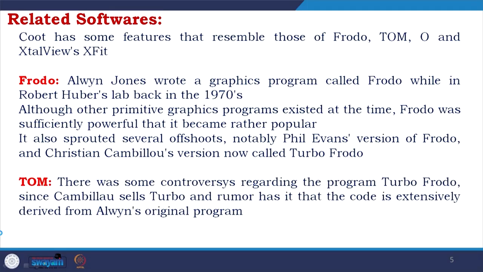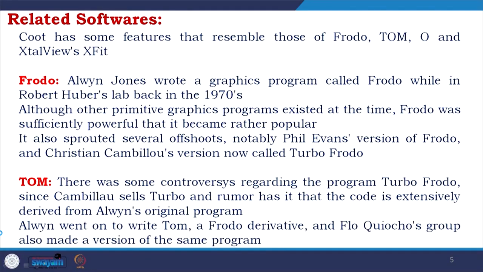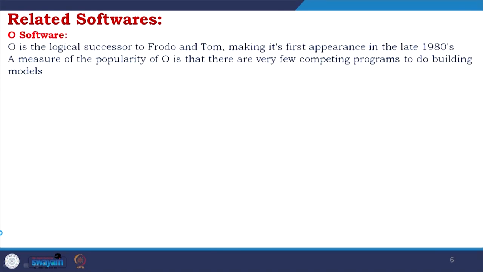Then came Tom. There were some controversies regarding the program TurboFrodo, because Cambillau sells Turbo, and rumor has it that the code which he claimed ownership of is actually derived from Alwyn's original Frodo program. Alwyn went on to write Tom, a Frodo derivative, and Florence Quiocho's group also made a version of the same program. Coming to O, O is the logical successor of Frodo and Tom, making its first appearance in the late 1980s.